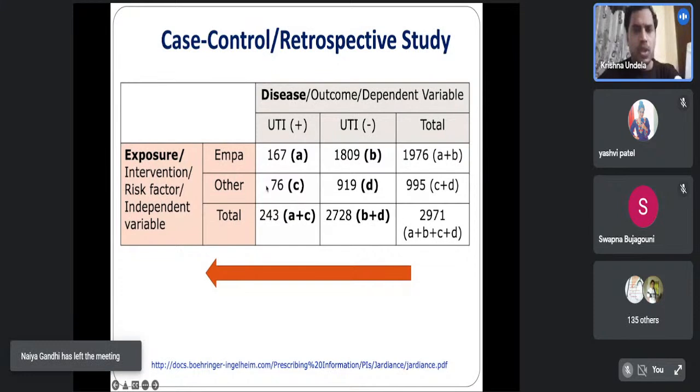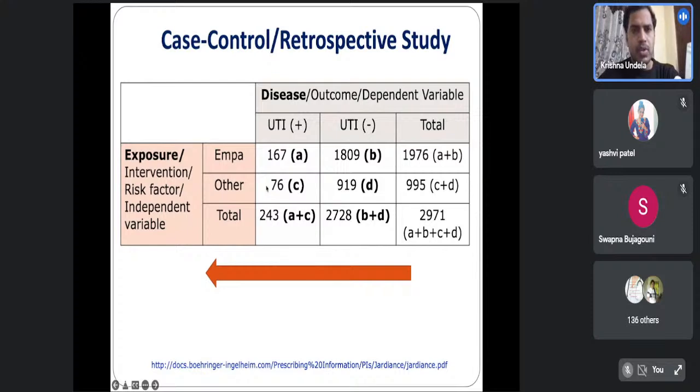Out of 243, 167 received empirical fluoroquinolone and 76 received other medication. And out of the 2728 who do not have UTI, when you go and inquire, we got to know, for example, 1809 received empirical fluoroquinolone and 919 received other anti-diabetic medication. What we did here: we took the cases and controls, those who have the outcome and those who do not, and then went back and inquired about the exposure status. We have given once again the same coding, ABCD. And for this, we are going to calculate the odds ratio.